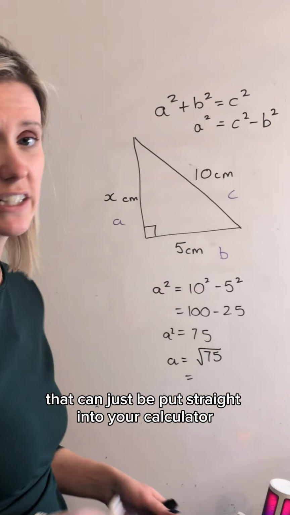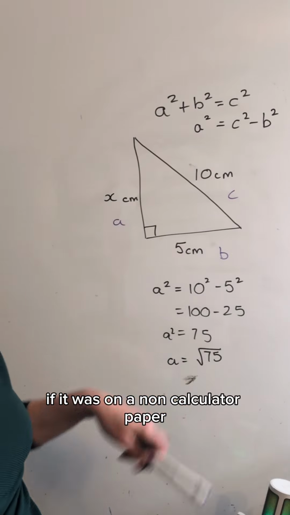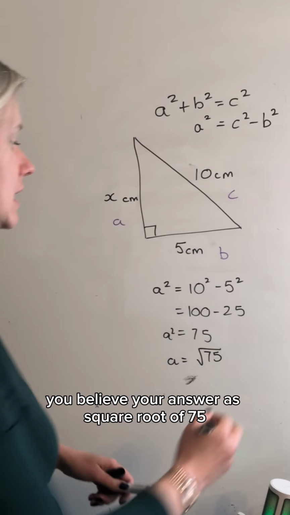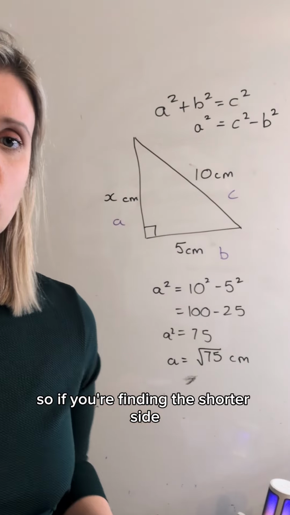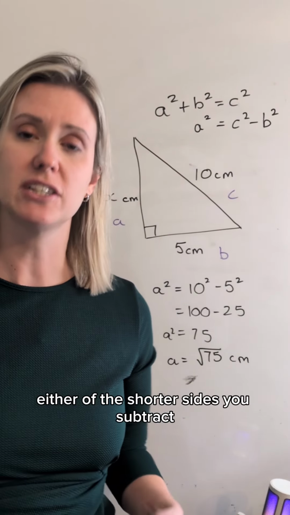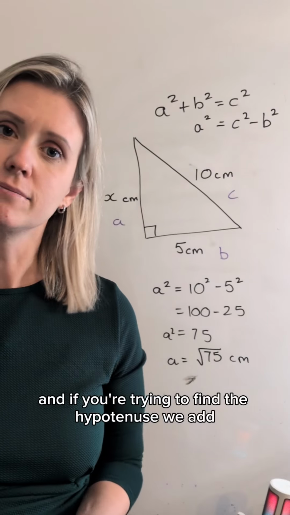That can just be put straight into your calculator to give yourself an answer. If it was on a non-calculator paper, you'd leave your answer as square root of 75. So if you're finding either of the shorter sides, you subtract, and if you're trying to find the hypotenuse, we add. Hope that helps.